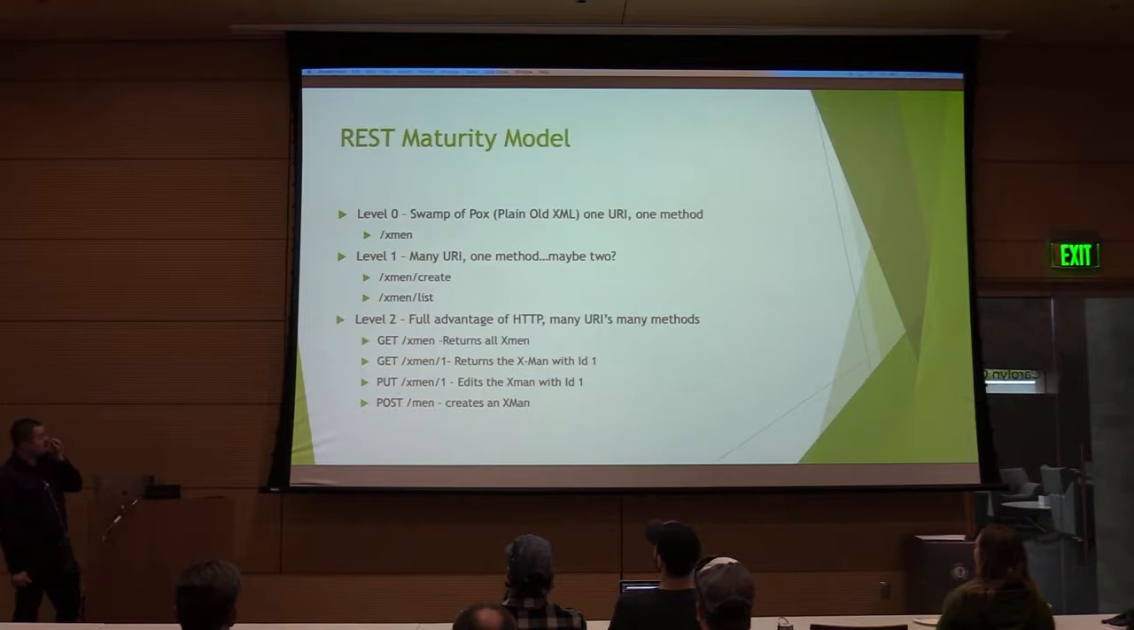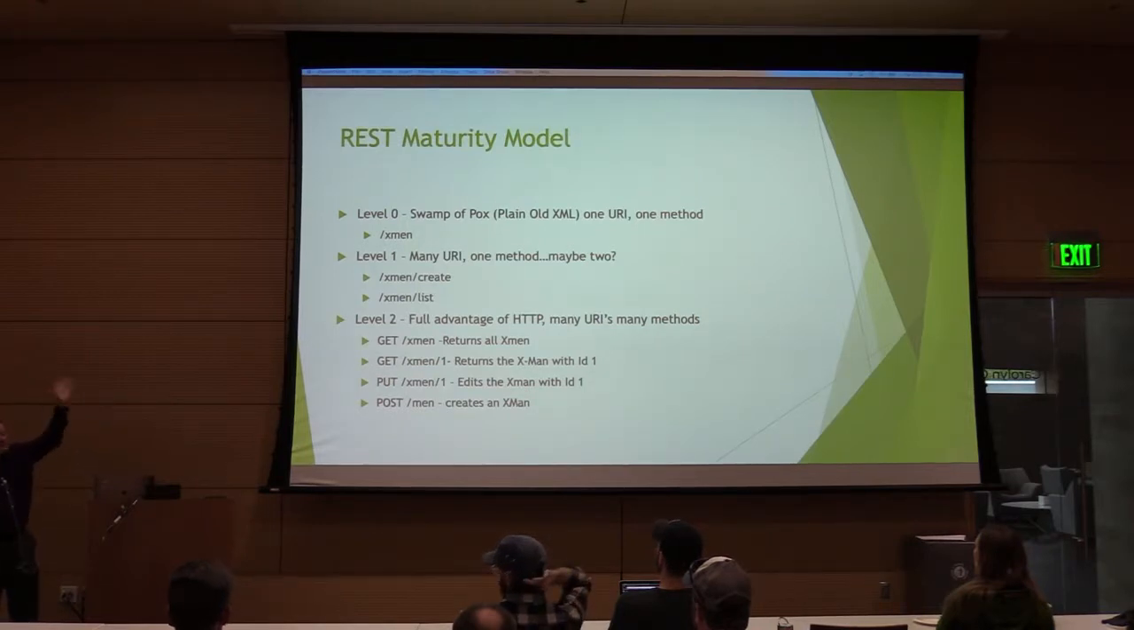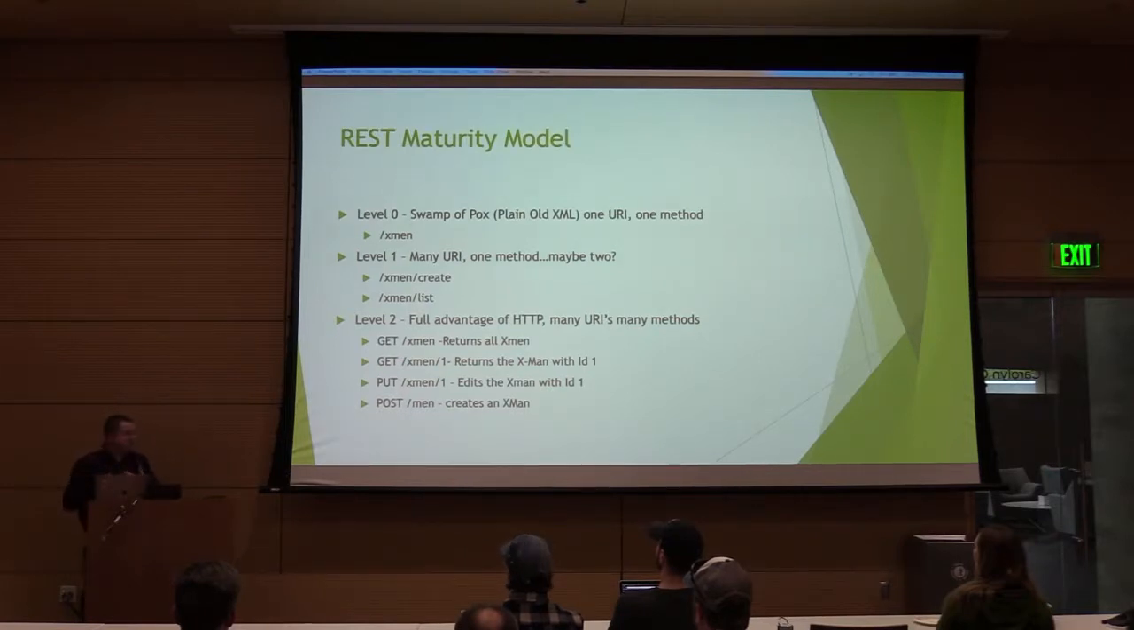Level 1, and a lot of my first APIs probably, I'm not going to say probably, definitely were level 1. Now we're starting to differentiate between resources on a URL. Xmen/create. Go make me a new Xmen. Xmen-list. Let's go look at all the Xmen I have. So we're kind of putting actions there, or we might be calling different methods on it, but we're still not quite using HTTP. We're using it as a means to communicate, but we're not taking full advantage of what it has to offer.